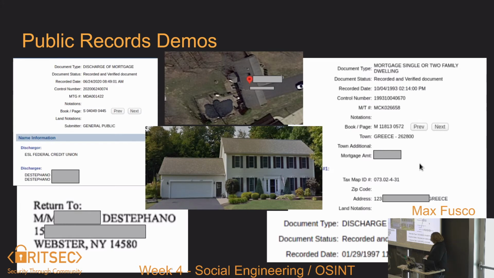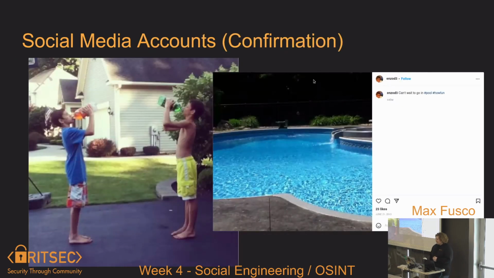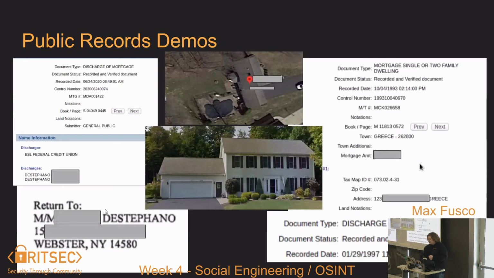But yeah, so recorded and verified documents, there's some scary stuff. And an important thing to do when you're finding this stuff is to double check it. So we go back to Enzo's social media accounts. We find this cool photo with him and I think his cousin drinking soda. We see the little house next door, the pavement, and the basketball hoop on the left. We go back and we can see a basketball hoop right at the house, and all the same pavement, similar decor.